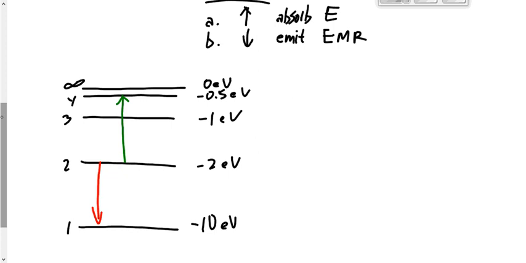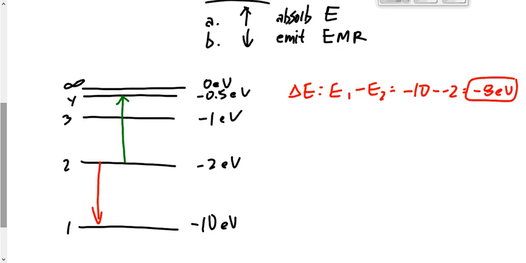Well, if we're talking about the first one, level 2 to level 1, the energy of that transition would be level 1 minus level 2, or minus 10 minus minus 2, or minus 8 electron volts. The other one we do the same way, except it would be E4, the final, minus E2, the initial. So it'd be negative 0.5 minus negative 2, which gives me 1.5 eV.